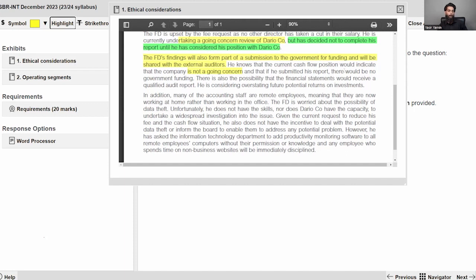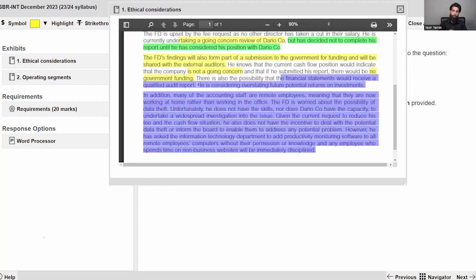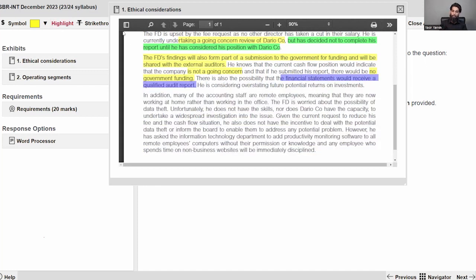I mean, why would government fund a company who is already in excess, in terms of their liabilities as compared to their assets? Why would government fund that company? Yeah. And if he does give that opinion, right, Basam, if he does give that opinion, he might lose his job eventually. There is also the possibility that financial statements would receive a qualified audit report because the company is not a going concern.